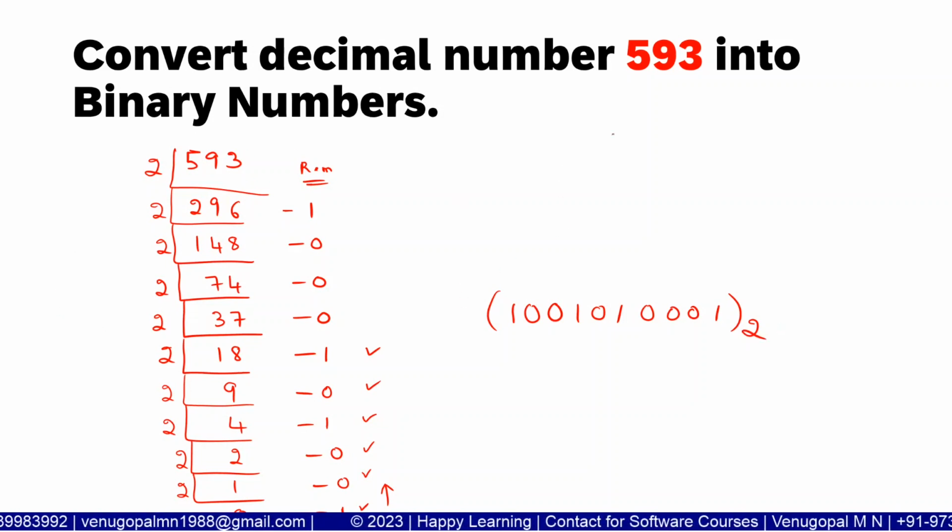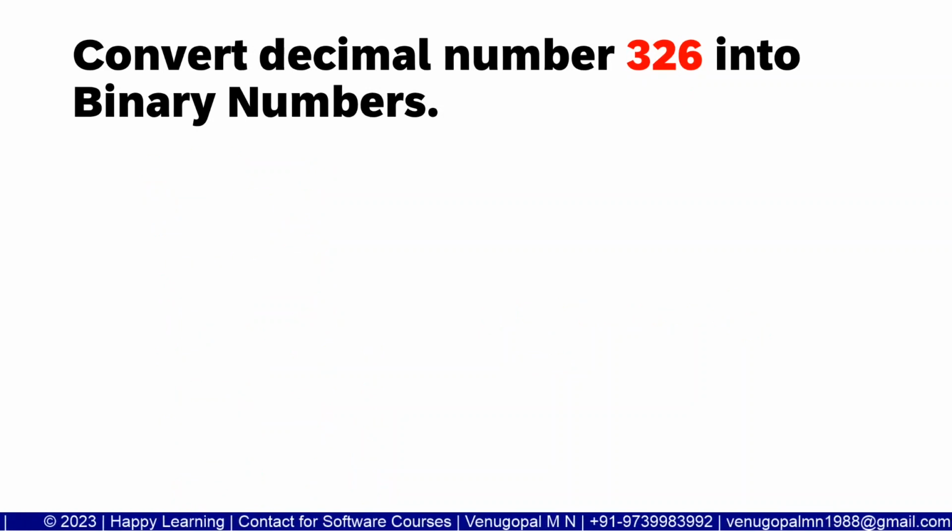So in our example, they have given 593 as a decimal number. We have converted it successfully to the equivalent binary number. Clear, guys? So let us see one more example. So we have 326, the second exercise. We have to convert 326 into an equivalent binary number.